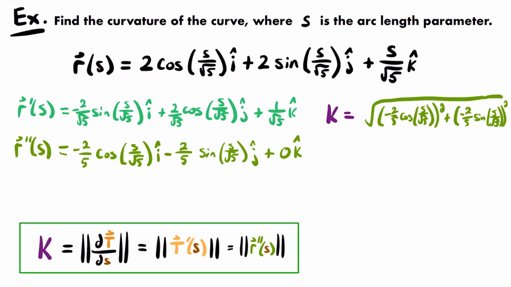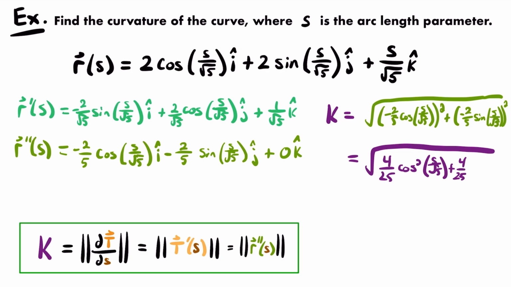All right, now simplifying, we will get the square root of 4/25 times cosine squared of s divided by the square root of 5 plus 4/25 times sine squared of s divided by the square root of 5. Okay, so we just squared both parts of these terms. We squared negative 2/5 to get positive 4/25, and we squared cosine to get cosine squared of that inside function. And the same thing over here. We squared this coefficient, and we squared sine.